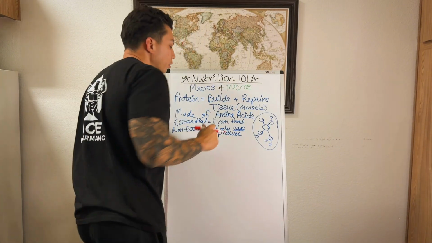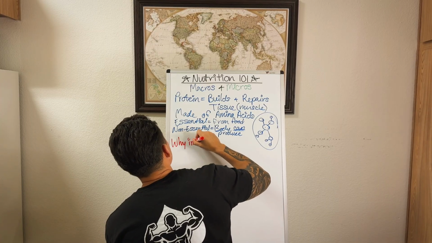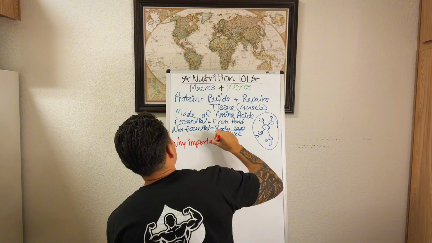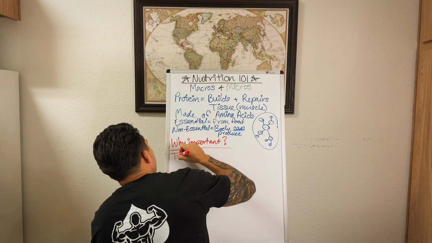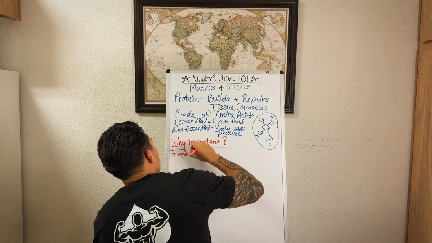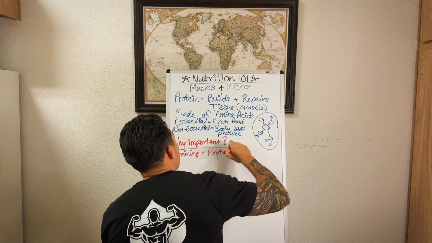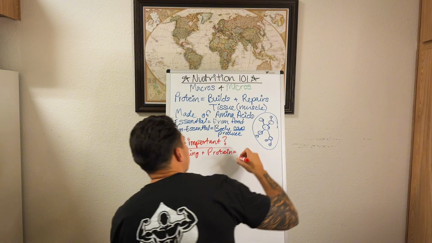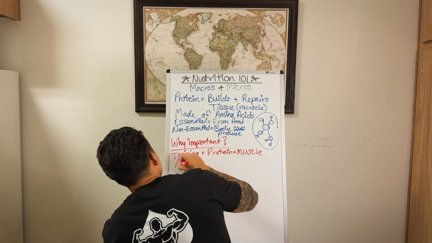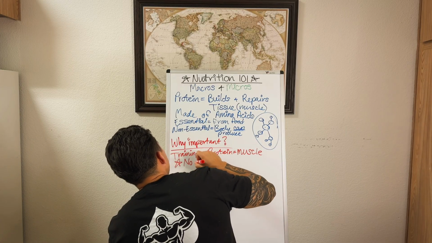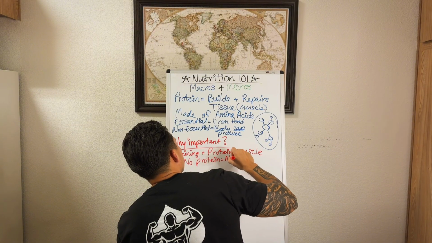Now, why is this important? I'm gonna write that down here. So I'm just gonna write down why important. Underline that. So I'm gonna write down training. This is why it's important. Training plus protein. What does that equal? Muscle. Now I'm gonna put a star right here because no protein equals no muscle. Remember that.